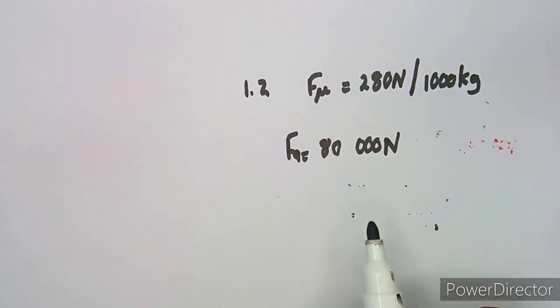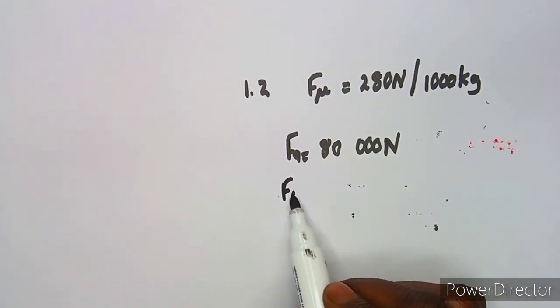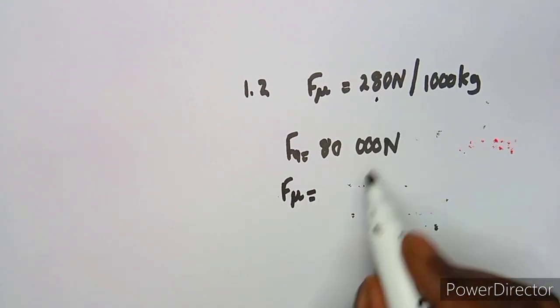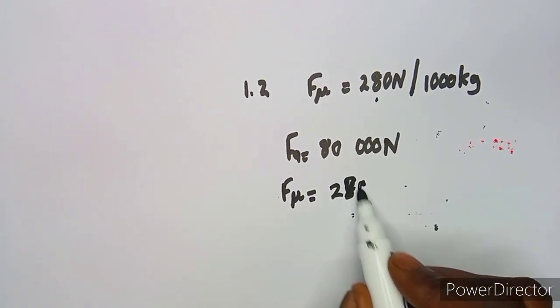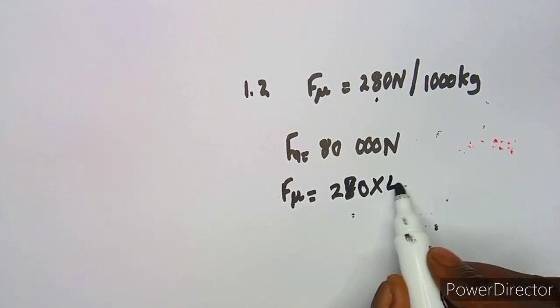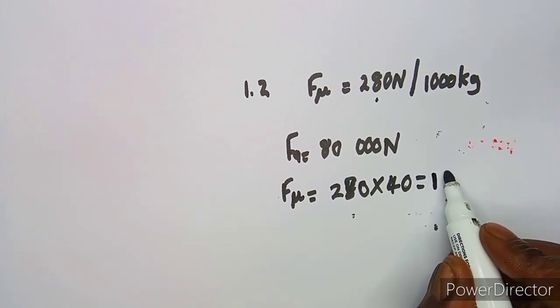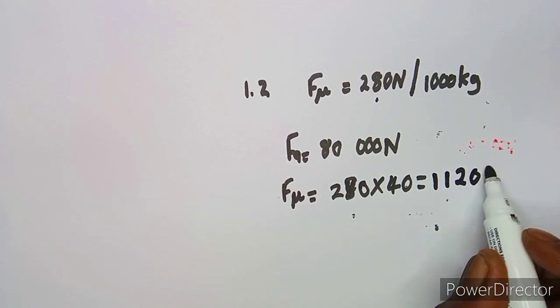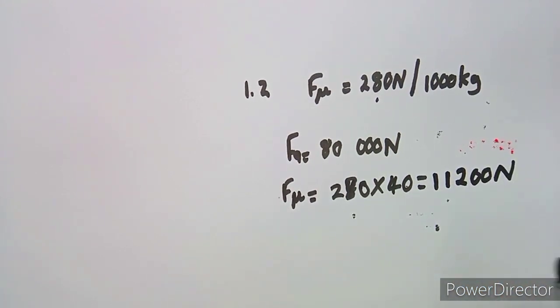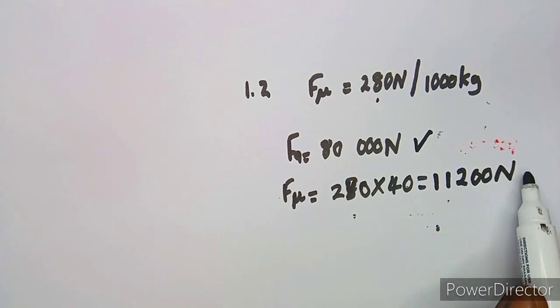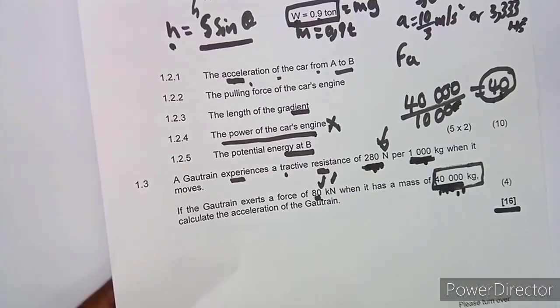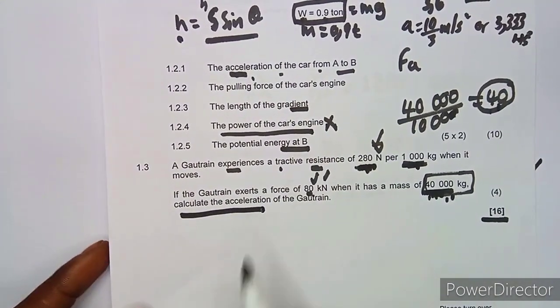So our frictional force at the end is going to be 280 times 40, because we obtained 40 there. 280 times 40 is going to give us 11,200 Newton. All right, so we have the applied force and we've got the force that is resisting, that is opposing. How now are we going to find the acceleration of the train?